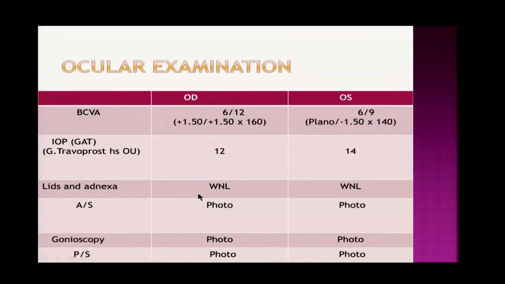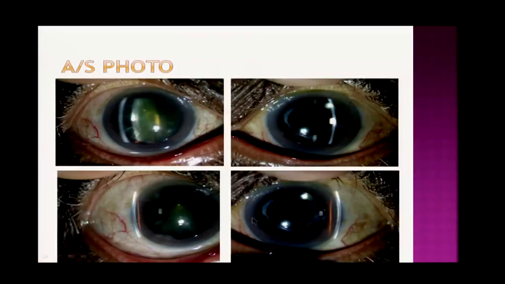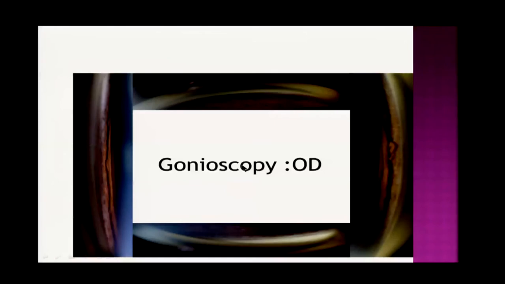And this is how the vision is, 6/12, some cataract there, and 6/9 in the other eye. On travoprost, pressures are very well controlled. I'll show you the pictures. So the anterior segment photograph does show you the cataract, the pseudophakia in the other eye, the chamber is good depth, gonioscopy.